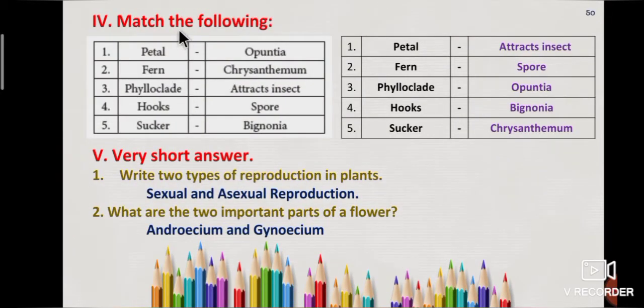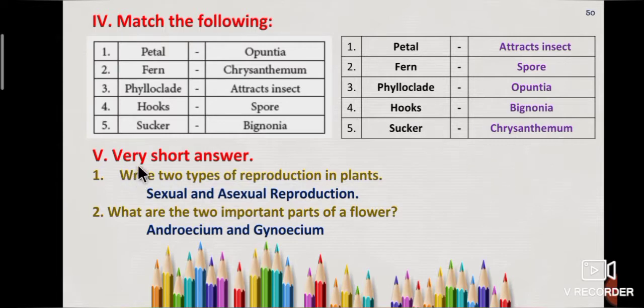Fourth one, match the following. Question is petal, fern, phylloclade, hooks and sucker. You have to find the correct answer. For petal, attracts insect. Fern, spore. Phylloclade, opuntia. Hooks, bignonia. Sucker, chrysanthemum.